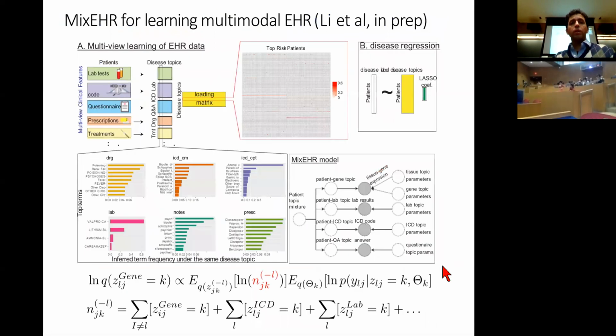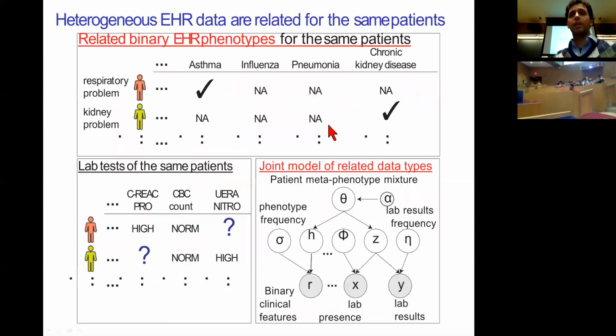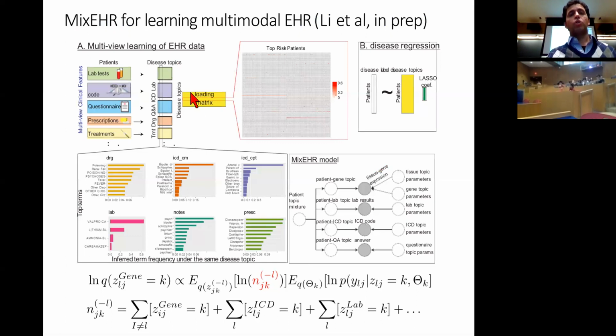So then what Yue Li did in the group is he developed this model called MixEHR, a mixture model for electronic health records that now allows you to do exactly what was in the previous slide. Basically, model this meta-phenotype and then treat this missing indicator for each of the variables, as well as all of the additional phenotypic classes. So what he does is that he decomposes the matrix of patients by lab test, by ICD-9 billing code, by questionnaire, prescription, treatment, and all of the clinical notes.